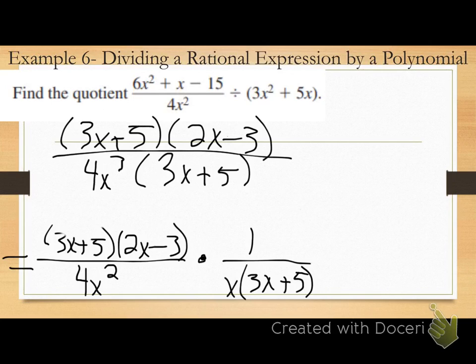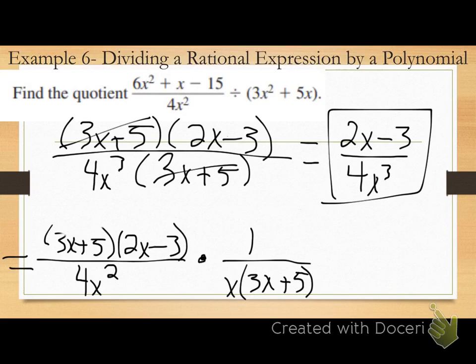Now that I've multiplied, I need to see if anything is the same in the numerator and the denominator that can cancel out. So do I have anything that's going to cancel out here? 3x plus 5 will cancel each other out. So what am I left with? 2x minus 3 over 4x cubed. Nothing can simplify here, right? There's my answer.